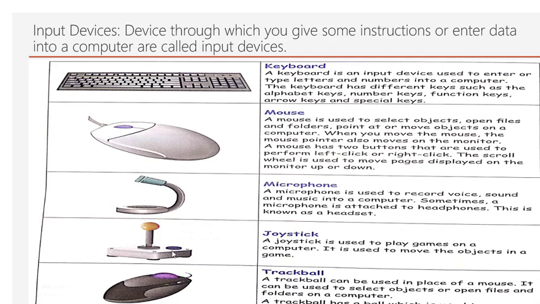Now what is the next device we have? It's the joystick. Do you see this joystick? A long bar which is placed at the center, and on the right side we have a button. A joystick is used to play games on a computer. It is used to move the objects in a game. Similar to a mouse, this joystick is used to play video games and computer games.